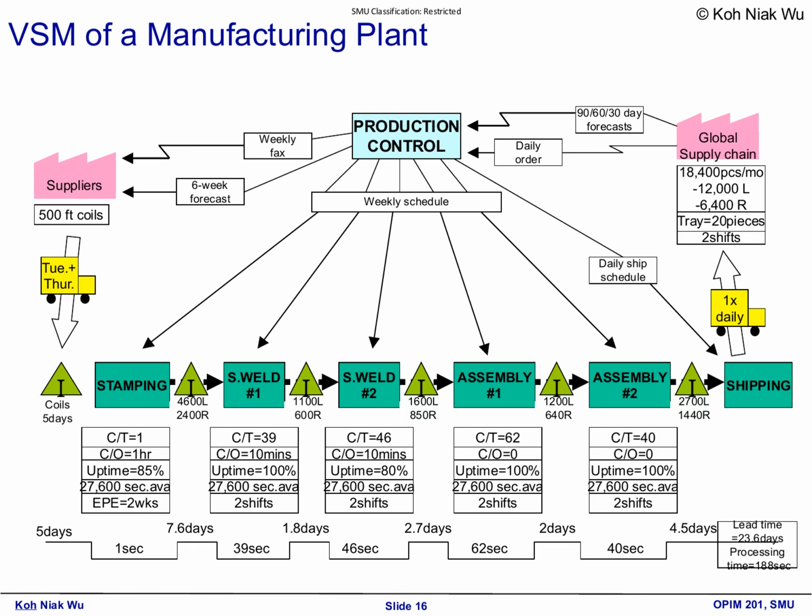In this VSM, we see a manufacturing plant's operations. The plant sources materials from suppliers. It has a weekly production schedule. The goal is to meet customer demand efficiently. By understanding this, we can pinpoint bottlenecks and inefficiencies throughout these processes. Analyzing each step allows us to enhance productivity and ultimately improve customer satisfaction.